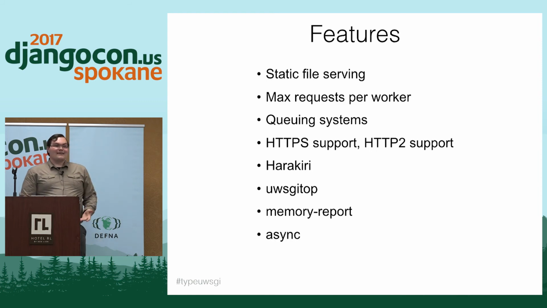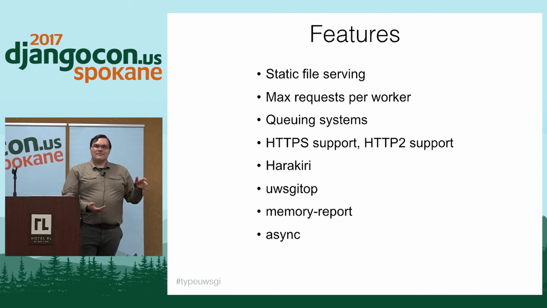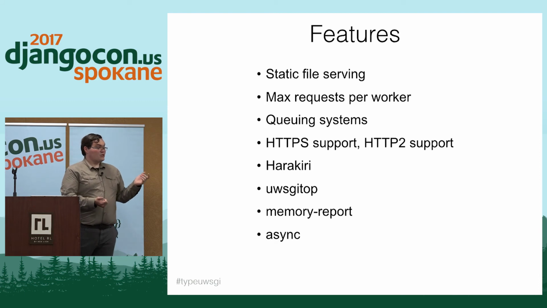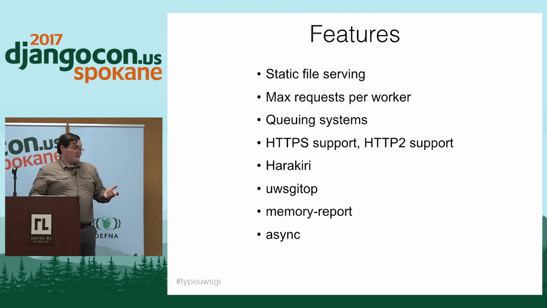uWSGI supports async. And so when I look at this list, a thing I think to myself is, with all these things that uWSGI can do, do I still need a separate queuing or a static file serving system? Do I still need Celery? Do I still need Redis? What else can you do?